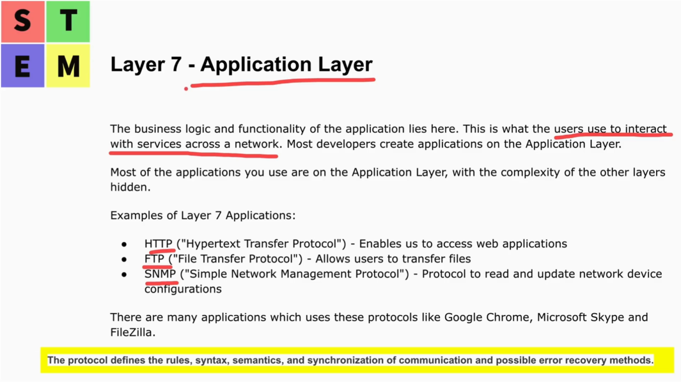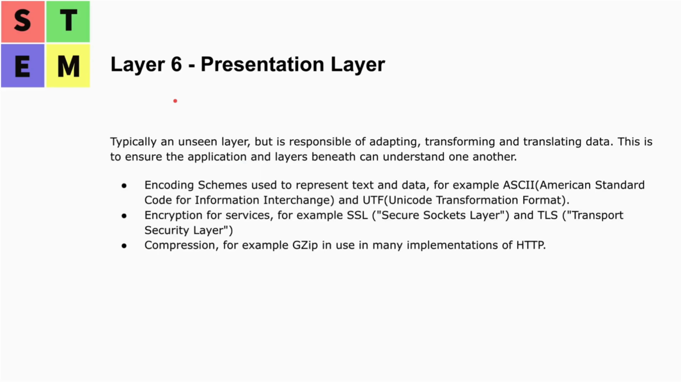So that's the layer 7 application layer, and let's take a look at the other layers. So the next one, layer 6, presentation layer. This is typically an unseen layer here, okay? So again, it says here it's responsible for adapting, transforming, and translating data. So it's not actually presenting, because the application is what presents to the user, but the presentation layer is to transform the data for the application layer. Okay.